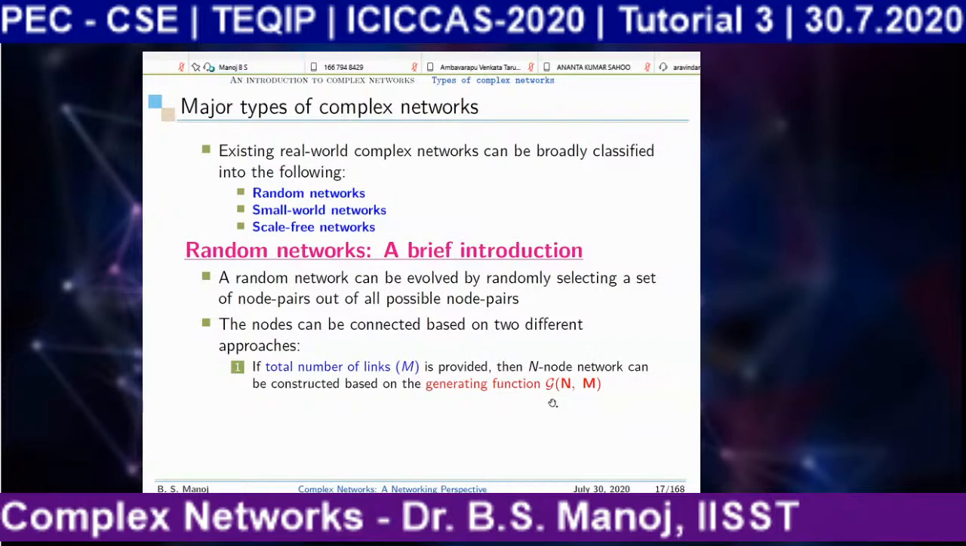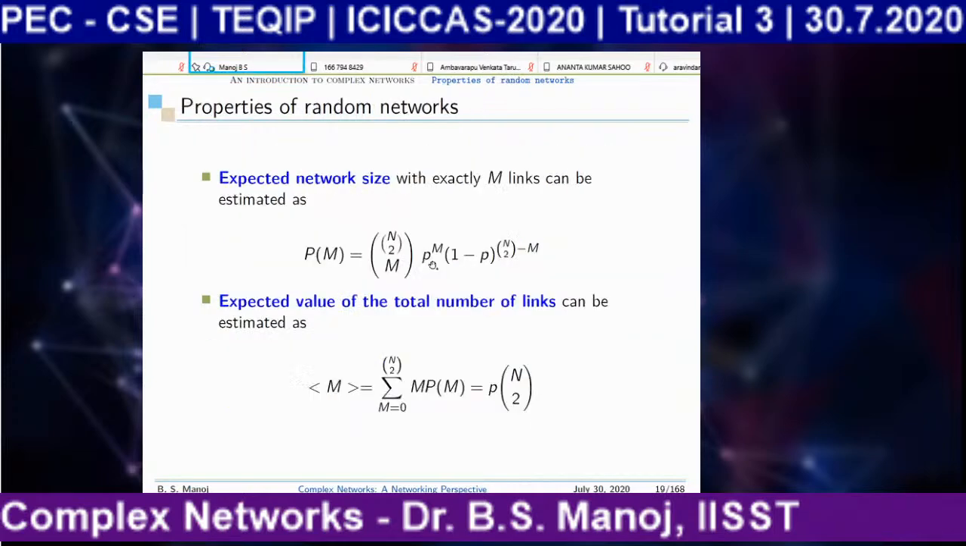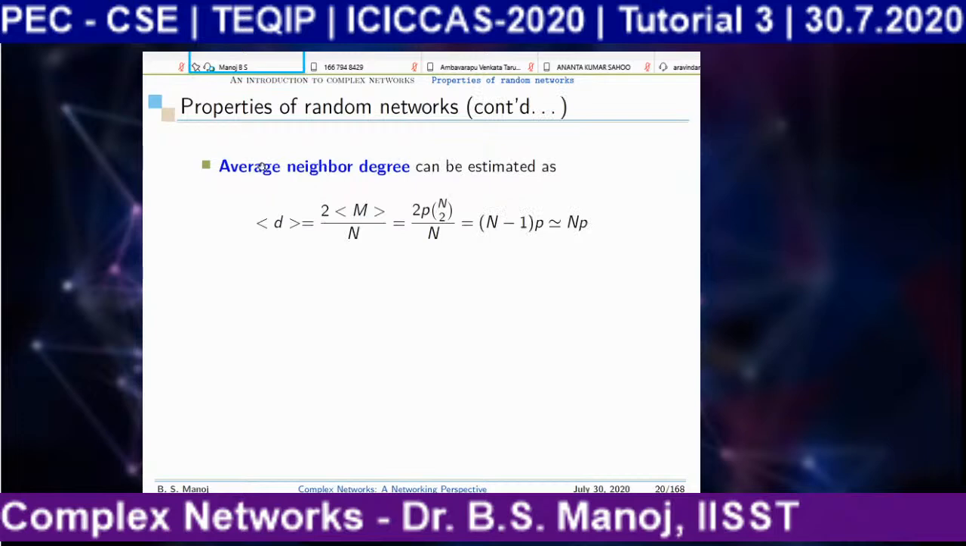In addition to that, one of the very important estimates is the neighbor degree, which can be estimated in a random network given the parameters n and p. The average neighbor degree is close to n times p, where n is the number of nodes and p is the probability of link formation. Now, you can also get the size of the giant component, as well as the probability value at which the network can actually form a giant component.